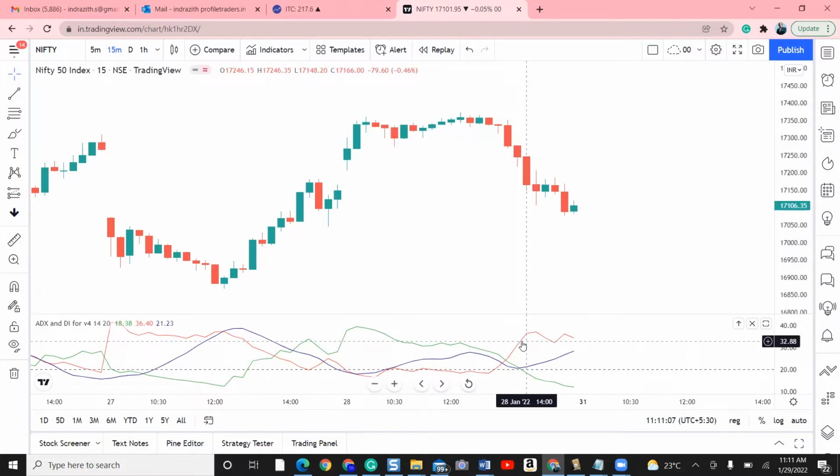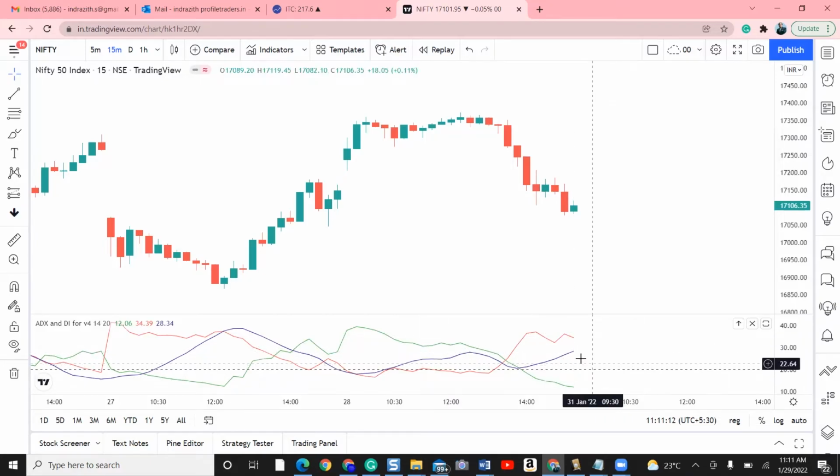This is one way. And if you are an option seller, it is very easy. Suppose the ADX line is below 20, then you can think to sell call options or put options, because there is less probability of trending. If the ADX line comes above 20, that means you can exit the trade. In that way you can do it.